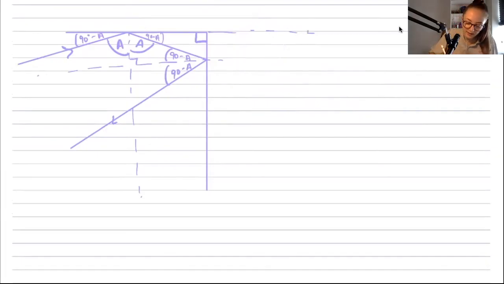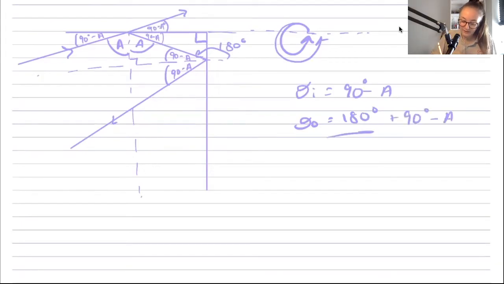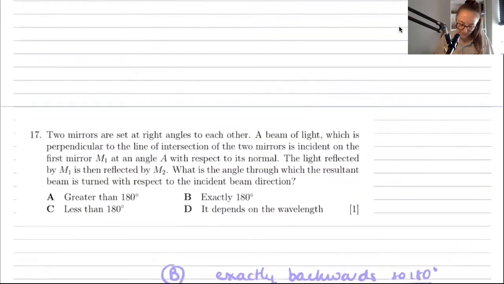And if we take this to be some kind of a datum where we start here and then go around like so to work out our angle, then this angle is essentially happening here. So that is at 90 minus A degrees. So our angle in is 90 minus A. And then our angle out would be this 180 degrees here, plus this 90 minus A. So we can see that they're exactly 180 degrees apart, which is answer B.